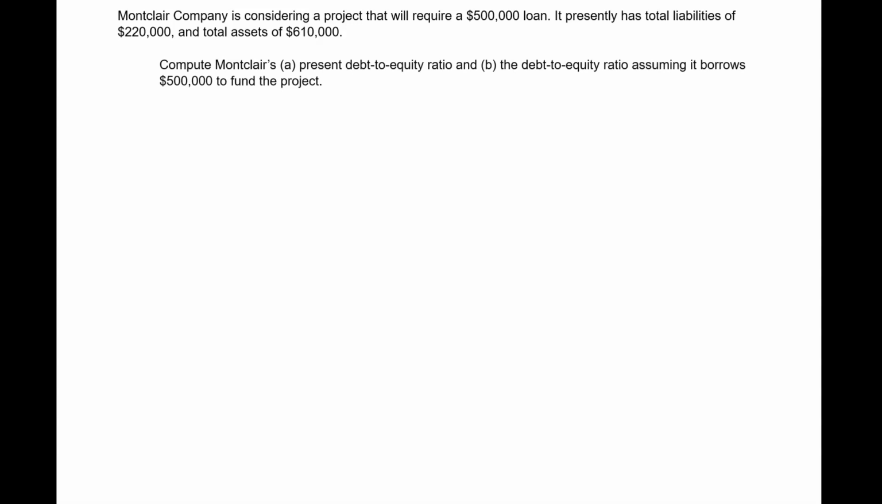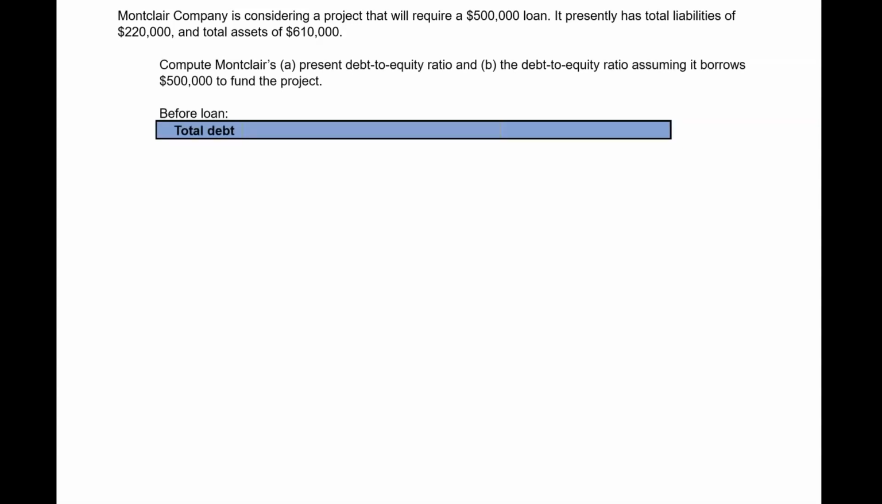Okay, let's practice this last problem. Montclair Company is considering a project that will require a $500,000 loan. It presently has total liabilities of $220,000 and total assets of $610,000. Okay, we're going to calculate their debt to equity ratio under a couple of different options. First is present, what they have right now. And then second, we're going to look at if they do decide to get this $500,000 loan, and we'll see how much it really makes a difference.